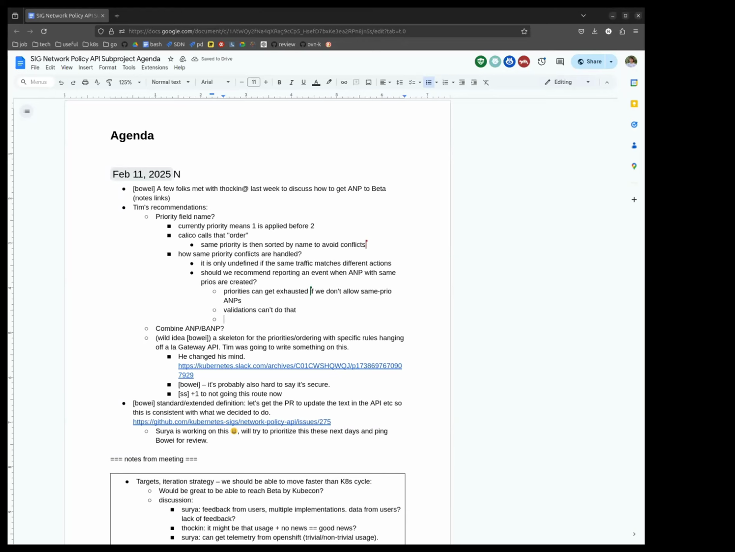So my answer here is that if we think that this is actually going to be a problem, that users are going to end up in the situation where they have contradictory policies applying to the same pods at the same priority, then that means that the API has failed. Like, we shouldn't be talking about what do we do to help the user in that case. We should be talking about how should we have designed the API instead so that this isn't a possible outcome.